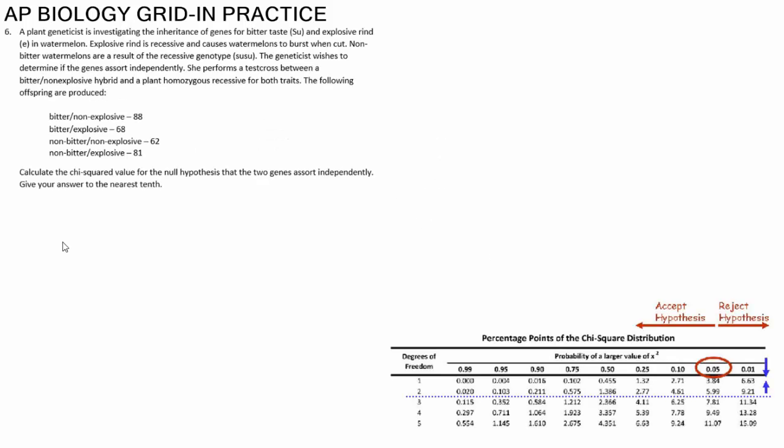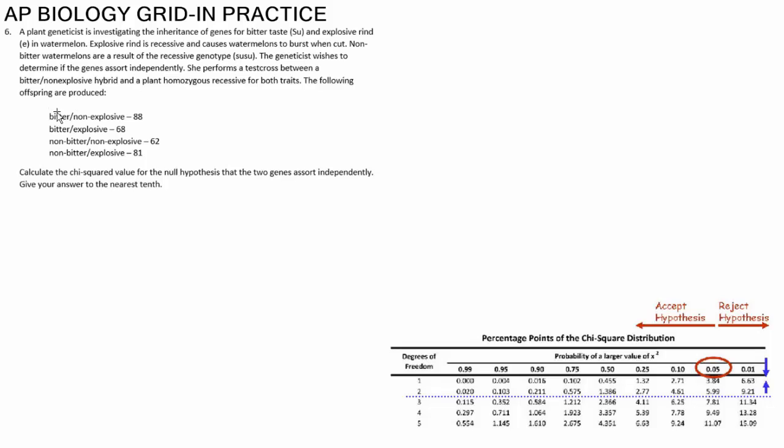In number 6, we're going to be doing a dihybrid cross to solve for a chi-square value in the end. So before we can solve the chi-square value, we have to know what our expectations were, what we expected the numbers to be, and then we can compare those to the given observed.